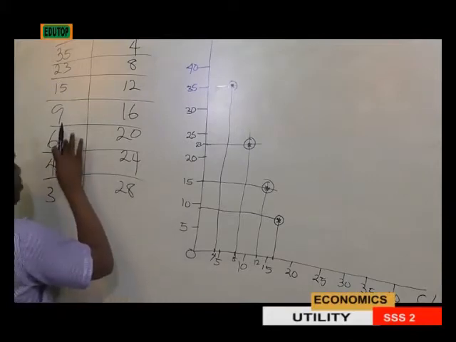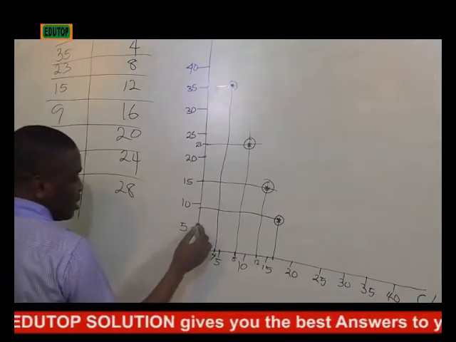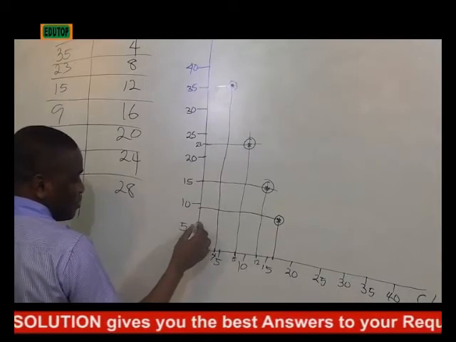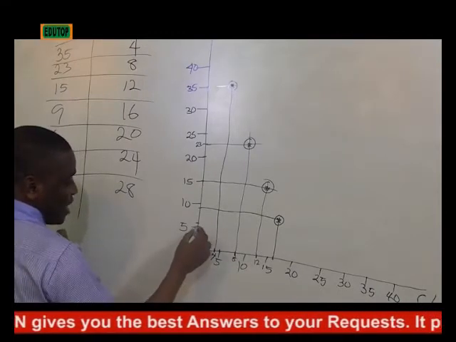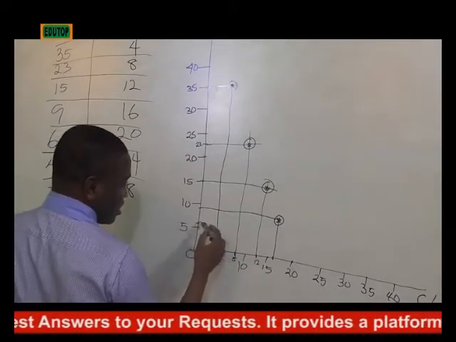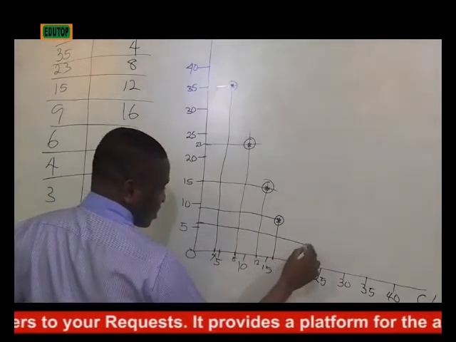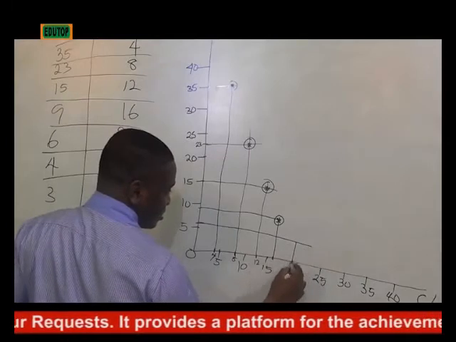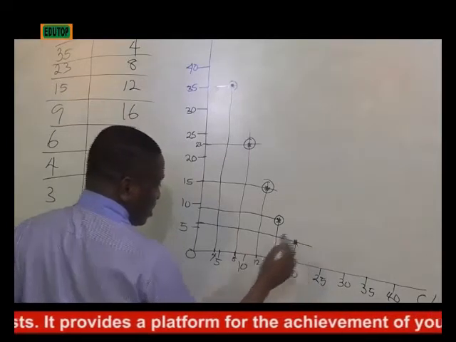Then on food, we still have 6. 6 will be a little bit above 0.5. This is 0.5. Then against 20. This is 0.20. Then you take it like this. And this is where they meet with 20.